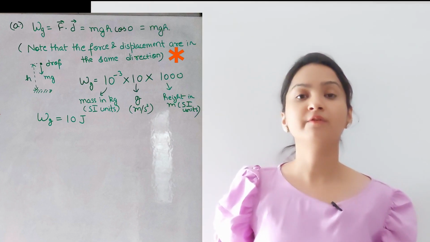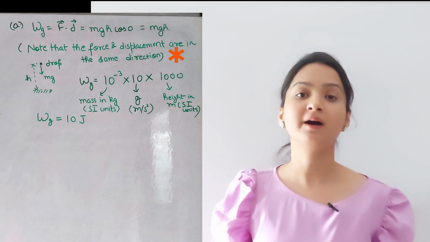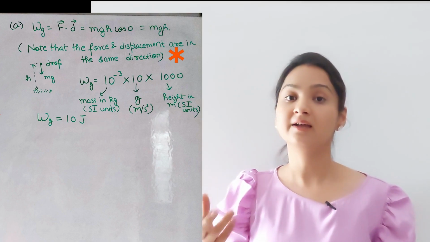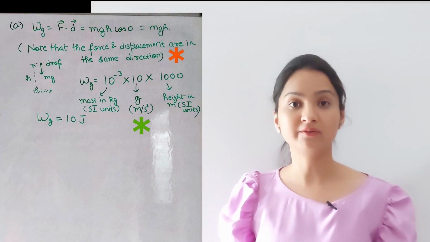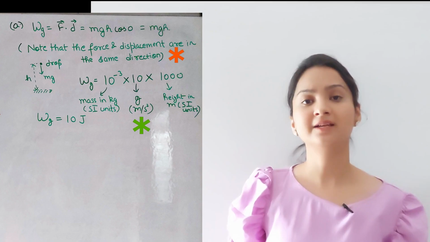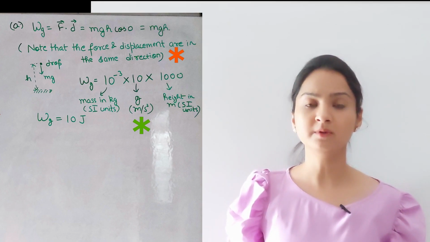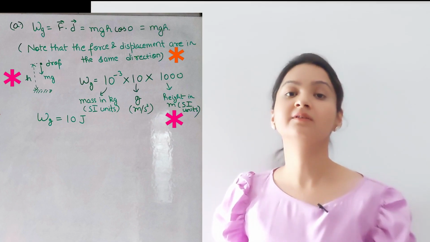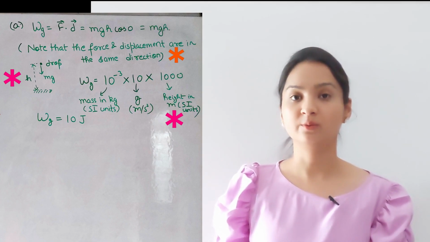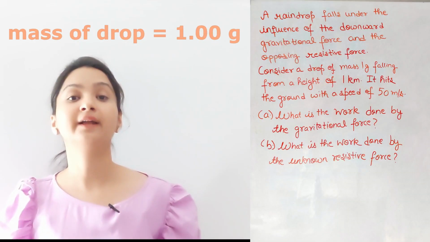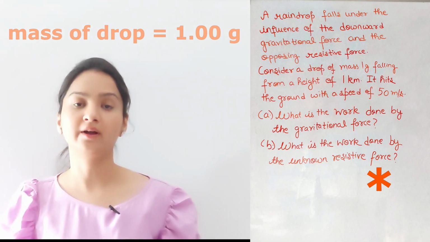So what is the magnitude of force? Force is nothing but mass into acceleration. Mass of the drop is known and acceleration will be the acceleration due to gravity, which is approximately 9.8 meters per second square, and you can take 10 meters per second square for this problem, and this has to be multiplied with the displacement, and you know that this is nothing but the height from which this drop falls, and this is 1 kilometer. So simply put the values and find the answer. So next part can be slightly tricky. If I ask you to calculate the work done by the resistive force, the air drag, what will be that?